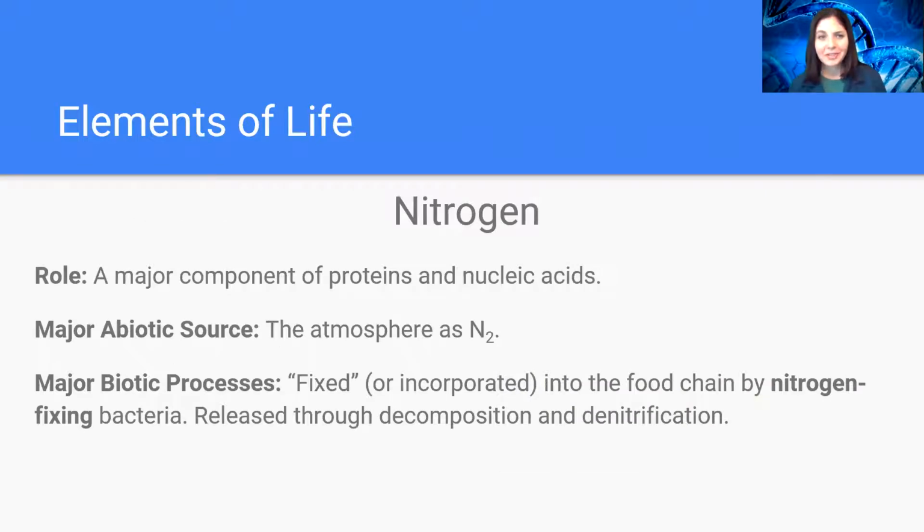Next up is nitrogen. So this is, again, a major component in biological molecules, especially proteins and nucleic acids. In the abiotic source, we find it in the atmosphere as N2. And then for our major biotic processes, we have the nitrogen cycle. We have fixed nitrogen that gets incorporated into our food chains by nitrogen fixing bacteria, and it's then released into the world, or to the ecosphere, through the process of decomposition as well as denitrification.